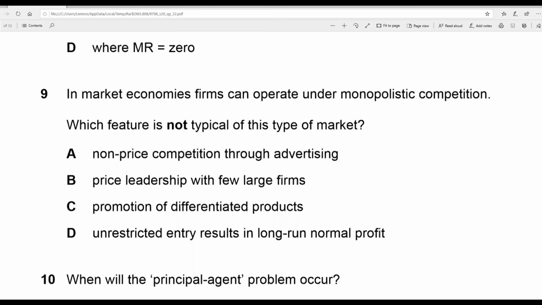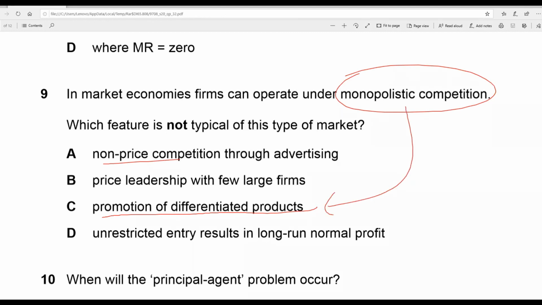Question number 9 says, in market economies, firms can operate under monopolistic competition. Which feature is not typically of this type of market structure? Okay, so we have to find out the feature which does not match with monopolistically competitive market structure. Non-price competition can be in monopolistic competition, meaning the firm may be promoting a product like buy one get one free. So it may happen in monopolistic competition. Promotion of differentiated products, definitely in monopolistic competition, products are differentiated. So it is a feature of monopolistic competition.